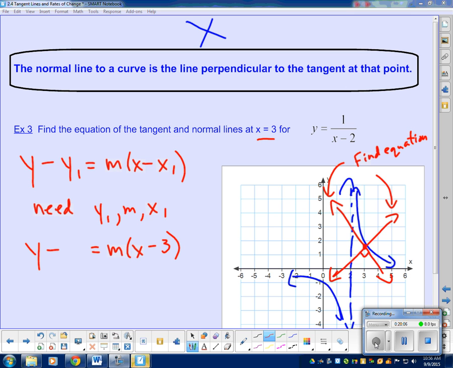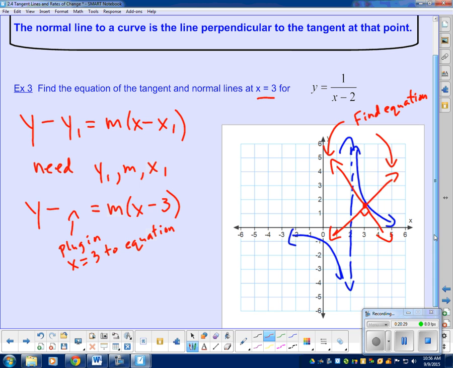Now, how do I get y sub 1 with what I'm given here? Plug in something, yeah. Y sub 1 is just asking for the y coordinate that goes with 3. So you're just plugging x equals 3 into the equation given. So it looks like this. Y equals 1 over 3 minus 2. Y equals 1 over 1, which is 1. So y sub 1 is 1: y minus 1 equals m times x minus 3. I'm almost there.